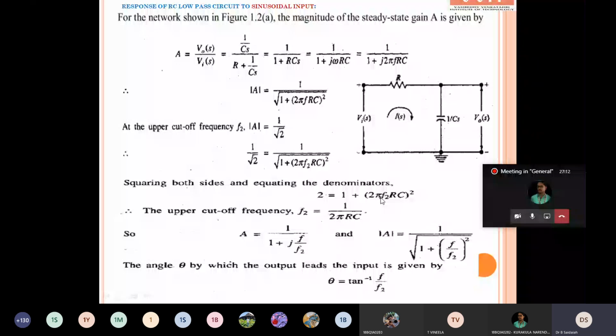Now applying square root, 2 pi f2 rc equal to 1 will come. 2 pi f2 rc equal to 1. From this equation, f2 equal to 1 by 2 pi rc. This is a very important equation. This is how to find the upper 3 dB frequency. Upper cutoff frequency and upper 3 dB frequency are both the same for the low pass filter. So f2 equal to the upper 3 dB frequency, that's why I mentioned f2. For the high pass circuit you have to mention f1.